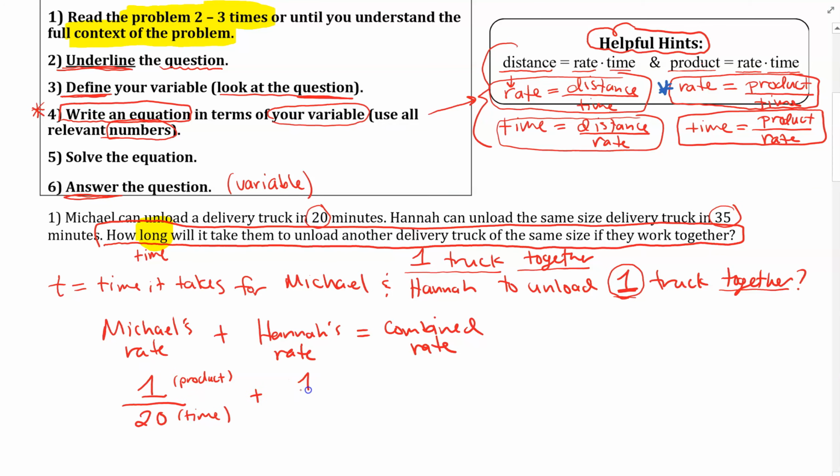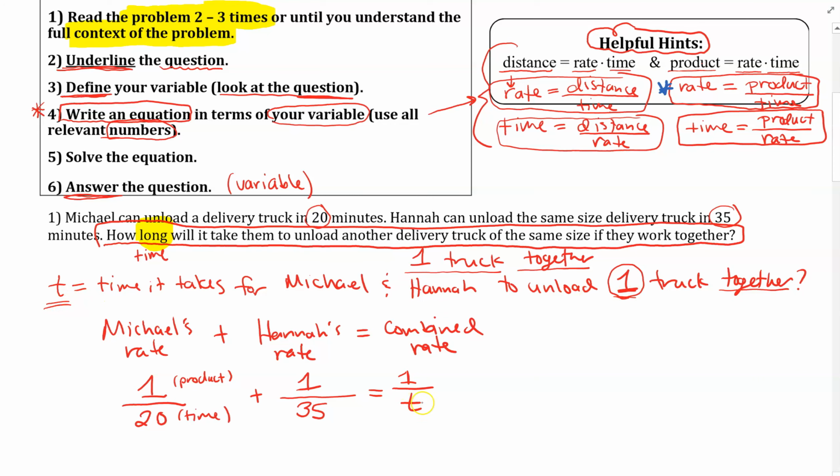Hannah can unload one truck of the same size. So I'm going to say same product, one truck divided by 35 minutes. So that's her product over her time. This is her rate. So this is kind of showing us what fraction of the job each of them is completing. And then if you add their rates together, that'll give the combined rate, which would be one truck, right? Because they're going to unload one truck that's the same size. So we'll count it as being equal to these, but over their combined time, which is what we're trying to solve for.